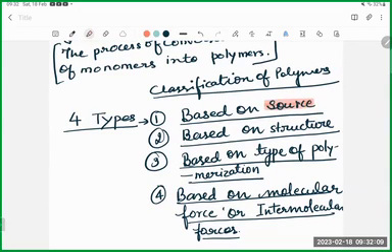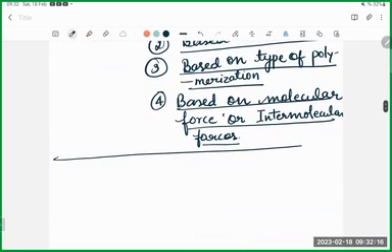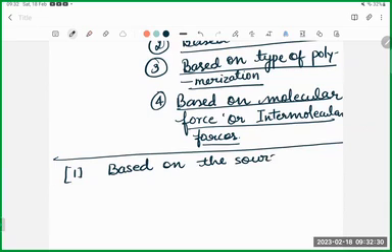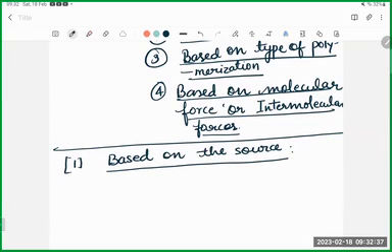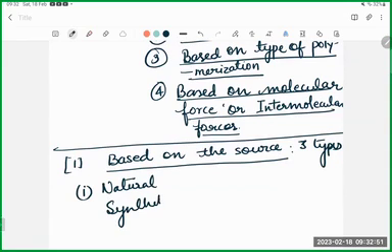So first we will be talking about the source. Let us talk based on source, the first topic I'm picking up. We are going to talk about the polymers which are coming from different sources. This classification is based on the source. There are three types, synthetic and semi-synthetic also considered under this. So the first is natural, then synthetic, and then semi-synthetic. Now, natural and synthetic can be understood.